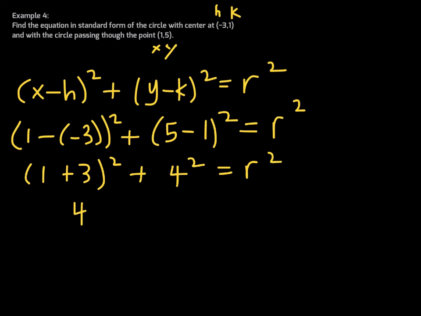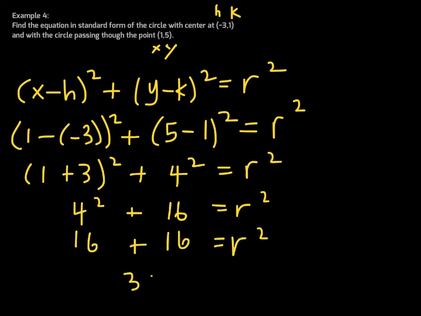So this is 4 squared, which is 16, plus 16 is equal to r squared. 16 plus 16 is 32, equal to r squared. And that's enough. Don't feel the need to take the square root of both sides, because remember, all they're asking you for is the standard form of the circle. And standard form is always set equal to r squared. Not to r, but to r squared. We have r squared, so I think we have everything we need to write down our final answer.